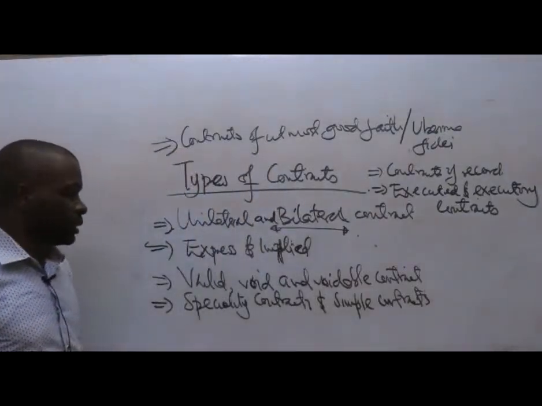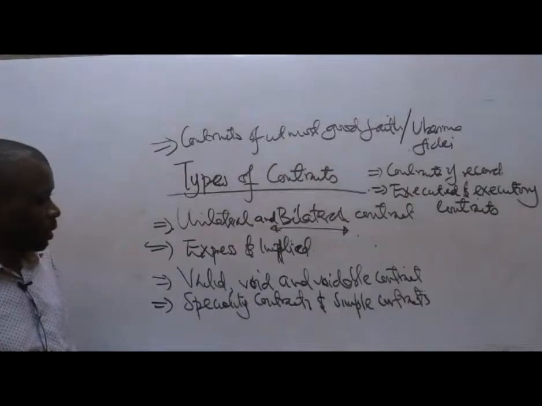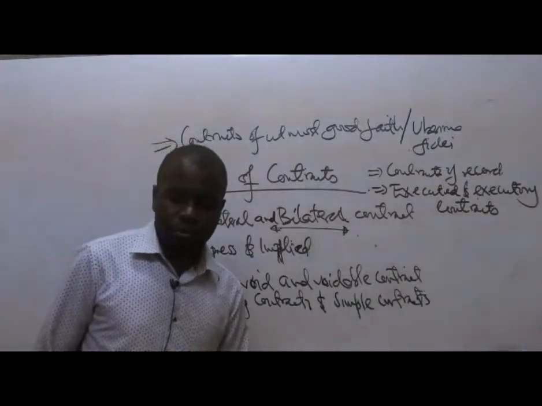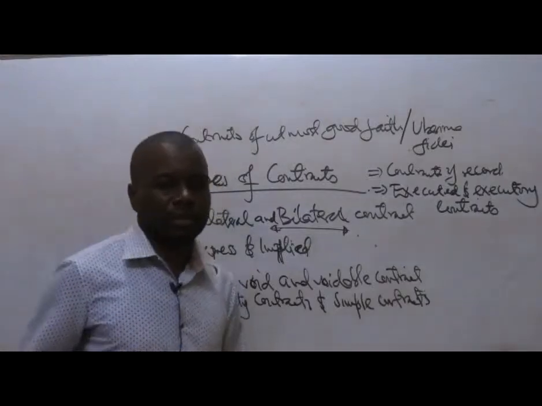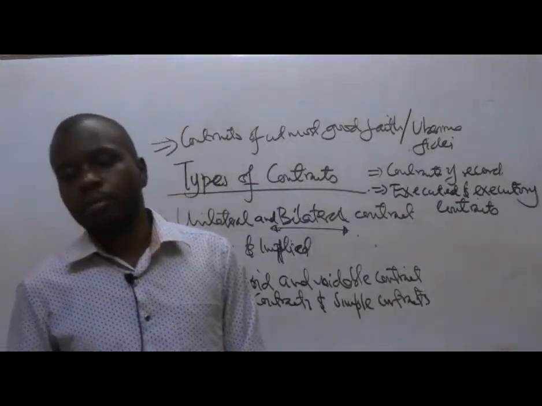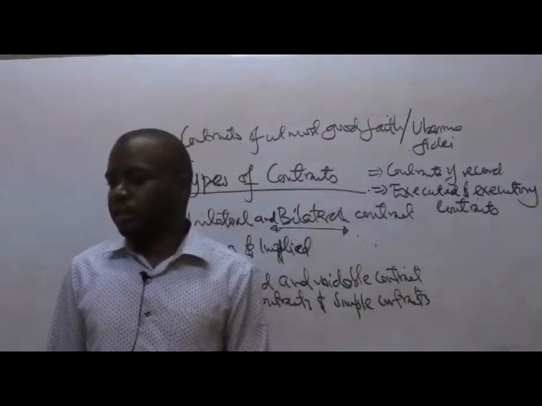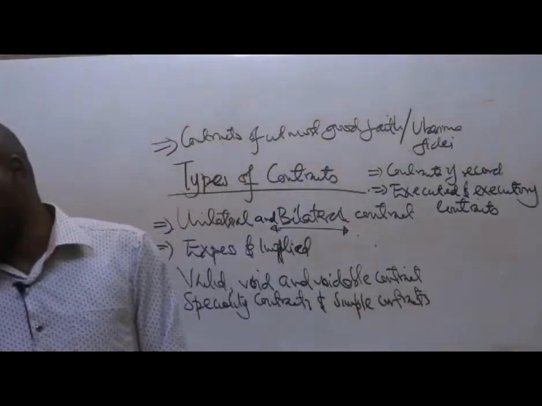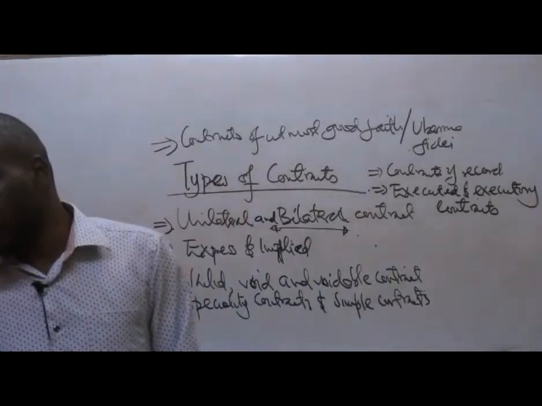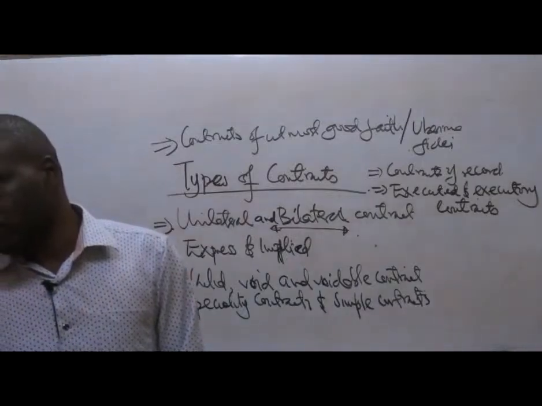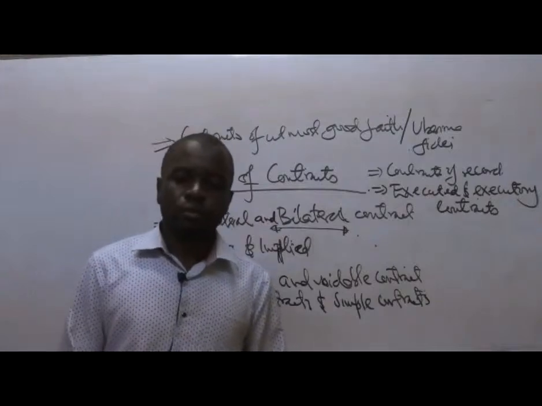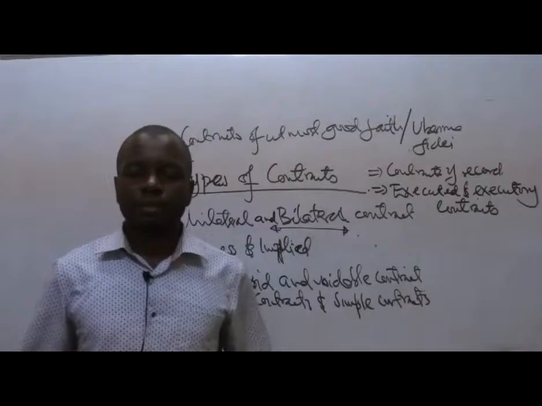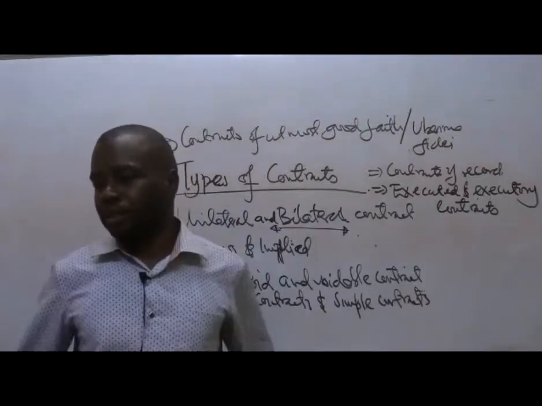Then you have specialty contracts and simple contracts. When we talk about specialty contracts, these are contracts that must have, for example, a common seal, or must be stamped or sealed before they can be recognized as contracts or agreements. If it is a certificate of incorporation of a company, of course it must have what we call a common seal from the register of companies. So it can be termed a specialty contract.